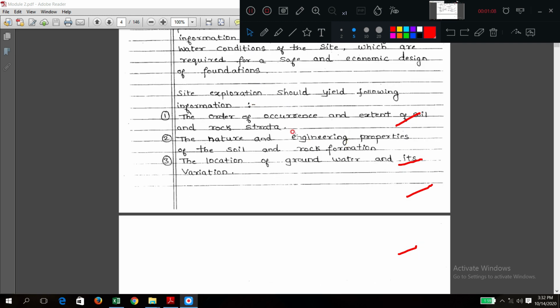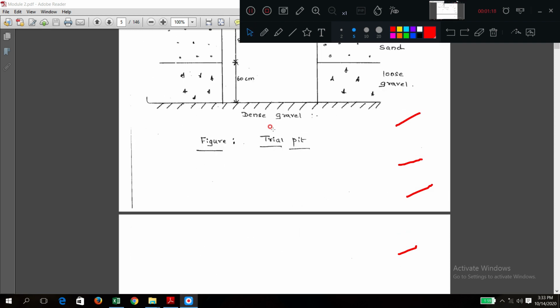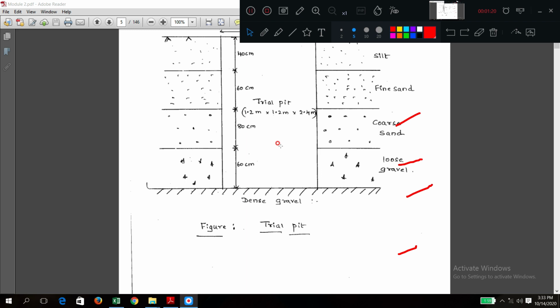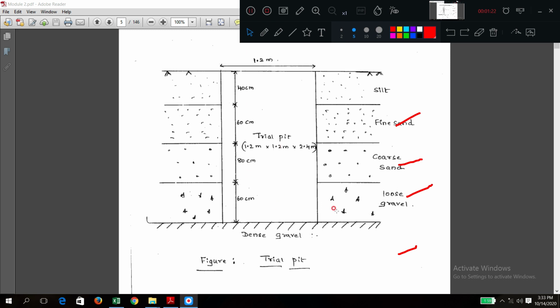Second is engineering property. So SBC and everything you are going to study in the later parts. Then groundwater table. Now in the next part, this is an example of a site exploration method, and the method name is trial pit.